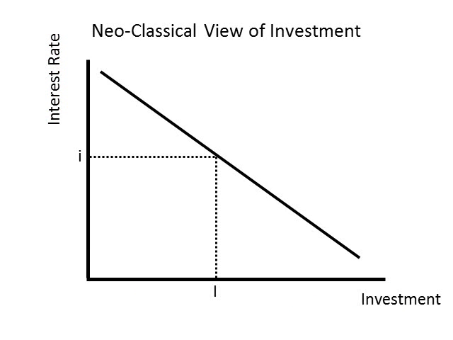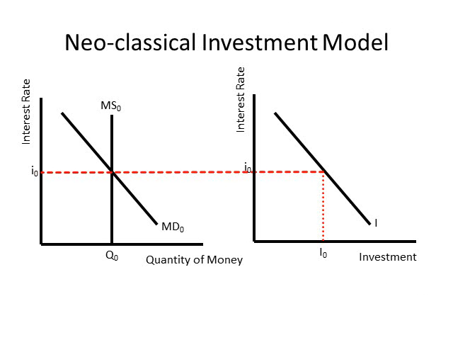According to the neoclassical view of investment, the interest rate determines the amount of investment. In this case, we have an interest rate i, which determines the amount of investment, capital I. Notice that this is an inverse relationship. So as i increases, investment decreases, and as i decreases, investment increases. The neoclassical model of investment, as you may remember, is that the interest rate determines the amount of investment.